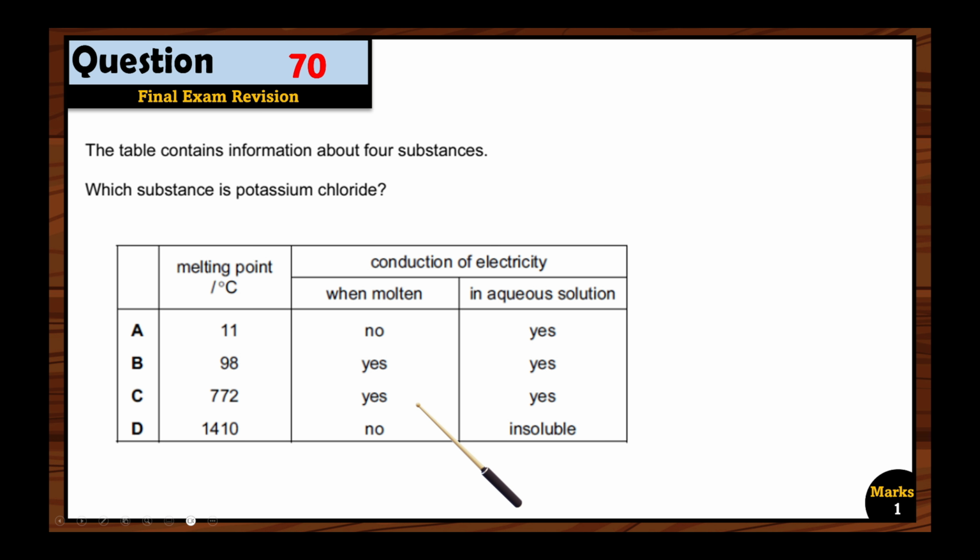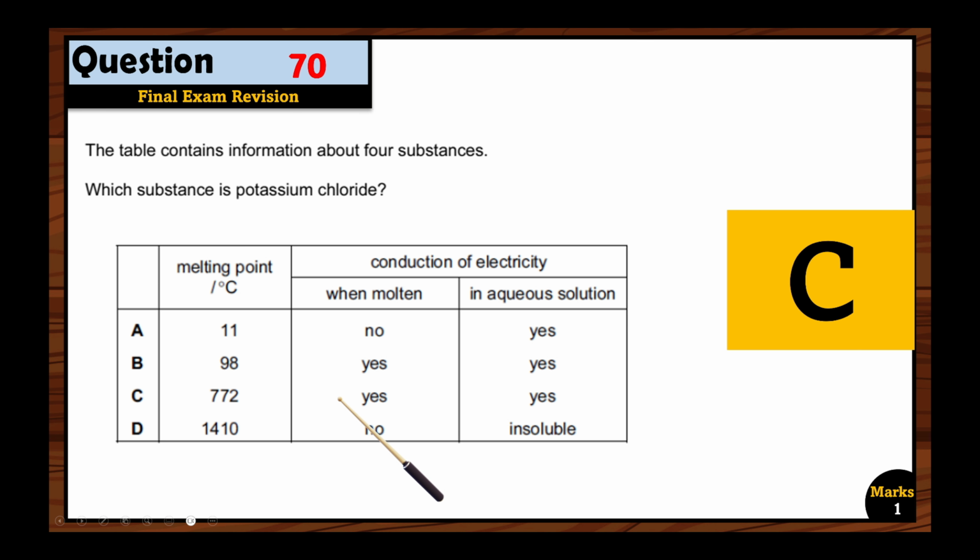So now let's see options C and D. Can conduct electricity when molten. When it is melted, yes, ionic compounds can conduct electricity when melted or in aqueous solution. They cannot conduct electricity only when they are solid. So when molten, yes. In aqueous, yes. So here we can see yes, yes, yes in option C. So option C is right.